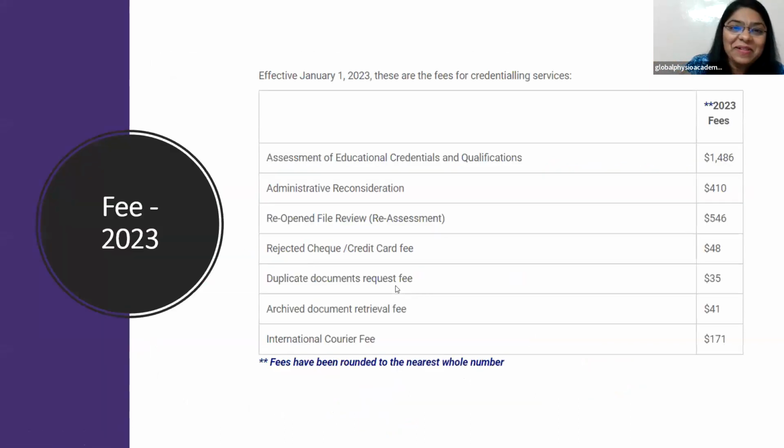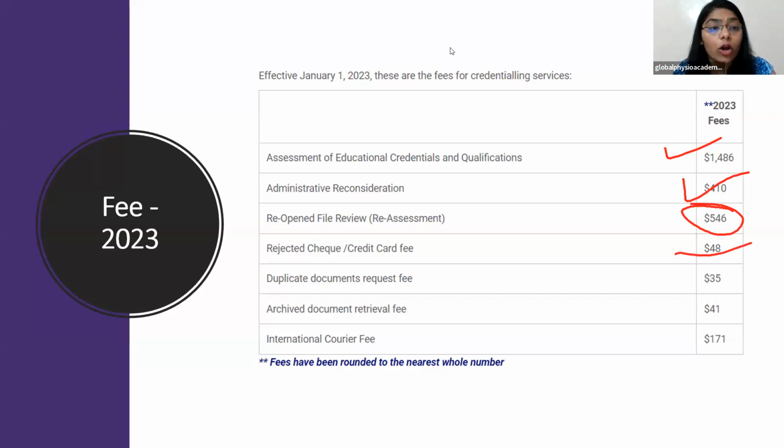Fee, the main thing. From 1st January, the assessment fee is 1486. That is the final fee, the first fee. If you require some additional service, then it is 410. If you reopen after 2 years, if you forgot to submit any document and 2 years have passed, then it is 546. If your check is rejected, 48 Canadian dollars. If you need a duplicate, 35. You can easily find all of this fee structure on the website.